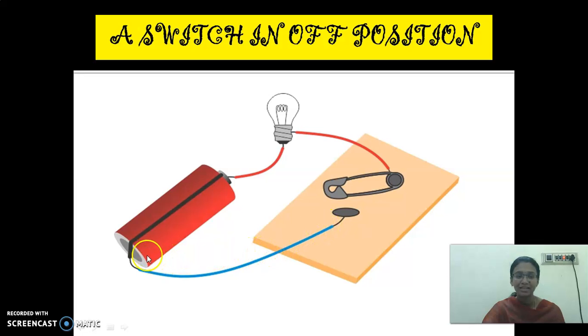So it is connected. Here also it is connected. But here what happens? It is disconnected. So now it is an open circuit. In an open circuit, electricity does not pass through. What happens here? The bulb does not glow. These are all about switches.